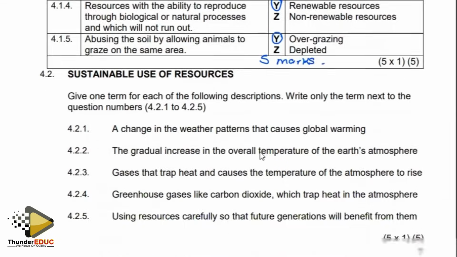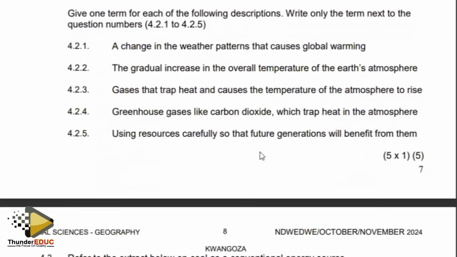Let's look at the next question: give one word for each of the following descriptions. Write only the term next to the question number. A change in the weather patterns that causes global warming is called climate change. Then the gradual increase in the overall temperature of the Earth's atmosphere is called global warming.